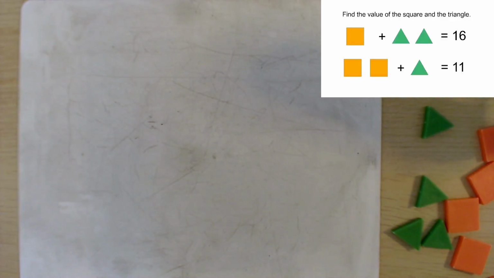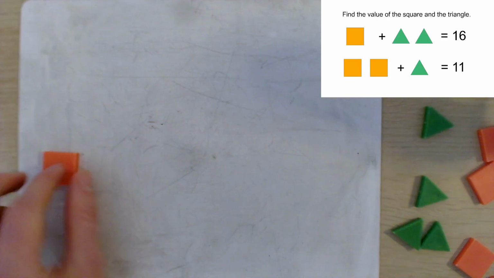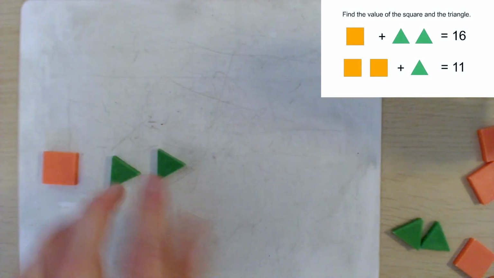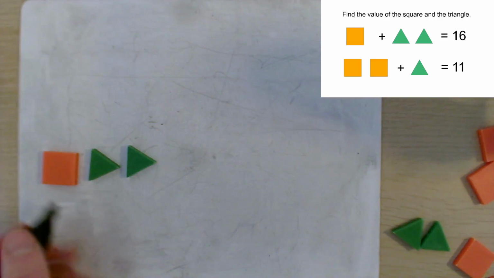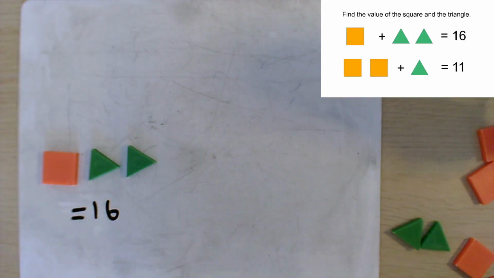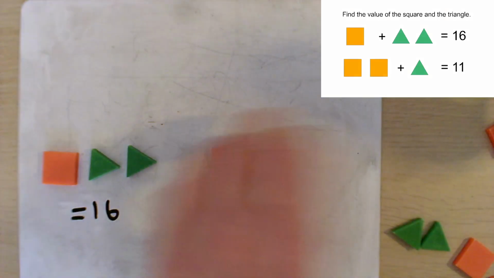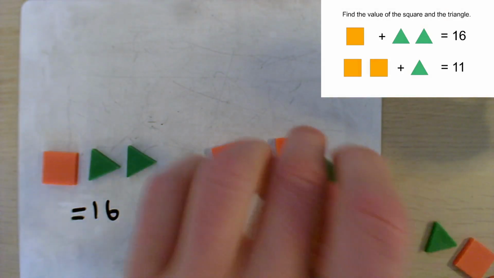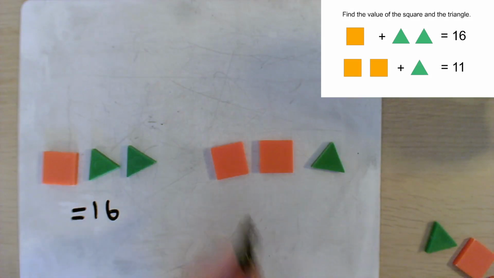So here's how I'll get students to work through the problem using pattern blocks. So I'll ask them to build the first equation. So I've got a square and two triangles, and we know that that's worth 16. Then I'll ask them to build the second equation, so two squares and a triangle, and that's worth 11, or equal to 11.